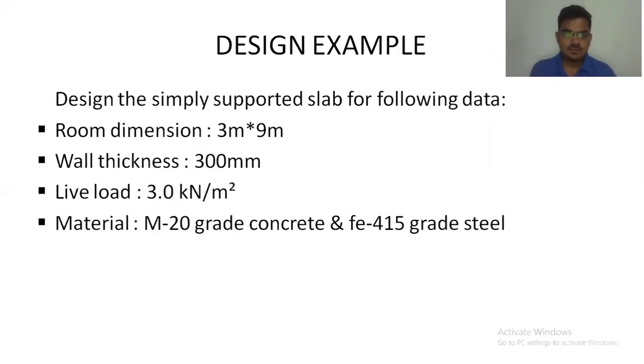Now let us design a simply supported slab. The data: our room dimension is 3 meter by 9 meter, inner to inner. Wall thickness is 300 mm. Live load on the slab is 3 kilonewton per square meter, and the materials used for preparing the slab are M20 grade concrete and Fe415 grade steel.